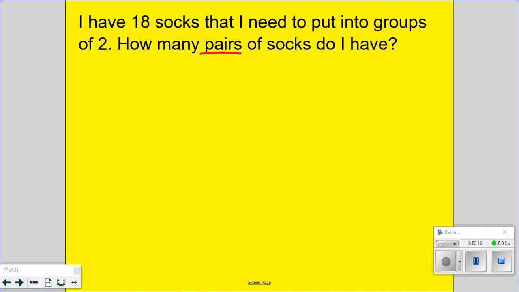Write that word pairs. What does pair mean? Macklin? Yeah, it's a group of 2. So if I'm counting pairs, I could say I'm counting groups of 2. We are writing. We should not be looking around this room. Oh, what's that timer thing? That is the recording.